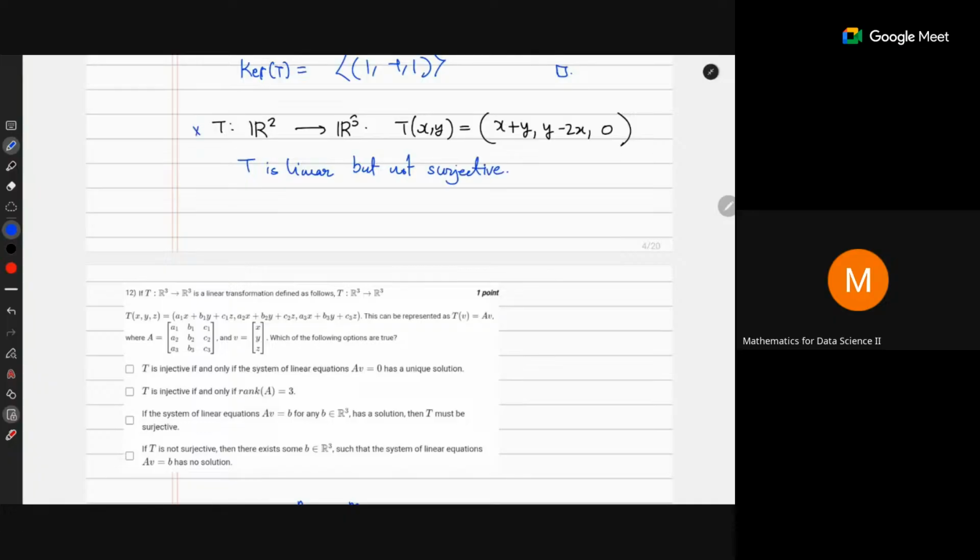And how to see that? Can you guess any element in R3 which cannot be written as the image of this T? Yeah, an element in R3 where z is not equal to 0. Correct. You can see that the third coordinate is 0. So if you write an element whose third coordinate is not equal to 0, anything would work, right? Now can you find an element which is not in the image of R2?